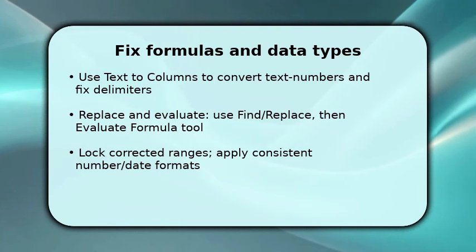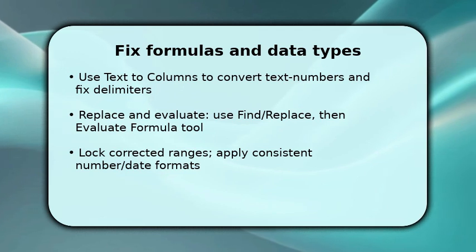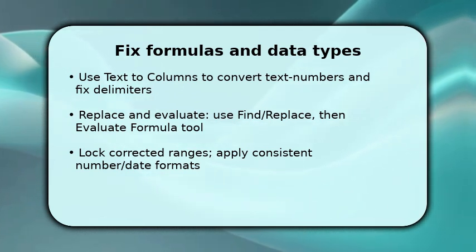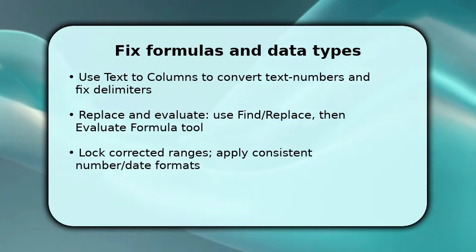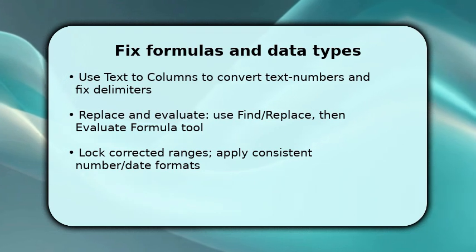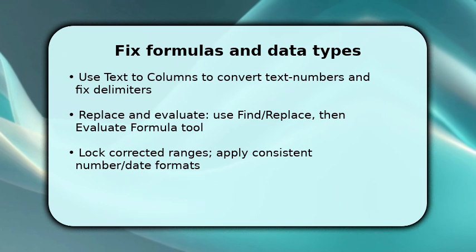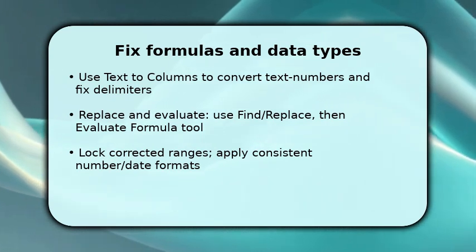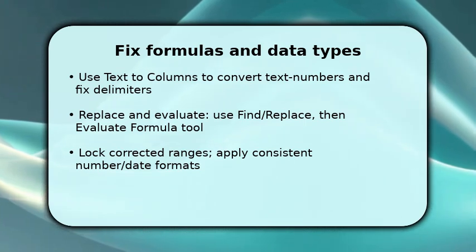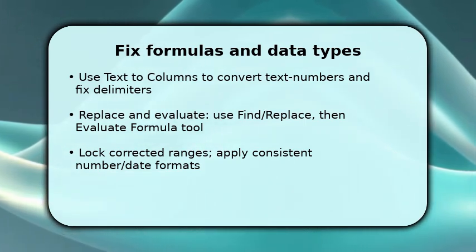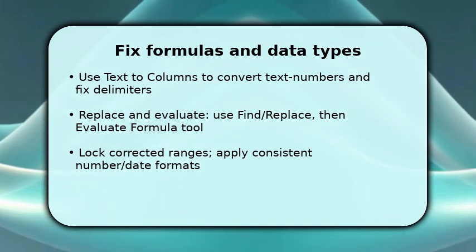You now correct the core mechanics, formulas, and data types. Start by converting text numbers with text to columns or value, and standardize delimiters. This fixes sorting and sums. Next, use find and replace to remove stray characters like non-breaking spaces, then run evaluate formula to see each step and isolate logic errors. Once formulas are correct, apply consistent number and date formats and lock ranges with cell protection so accidental edits won't reintroduce problems.